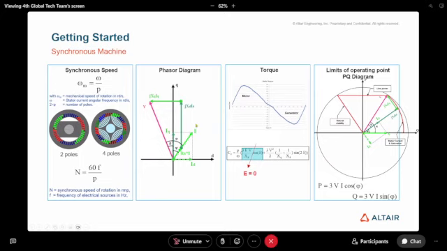But here for the synchronous reluctance machine, the control angle is always in this quadrant. Once again, the torque here is only a reluctant torque.